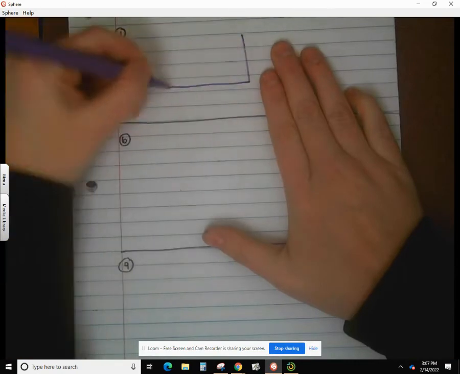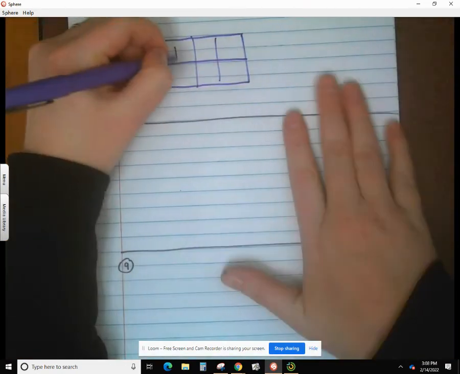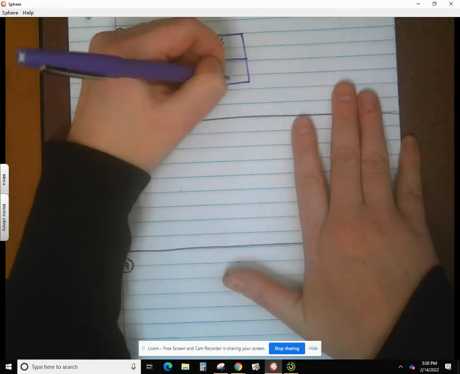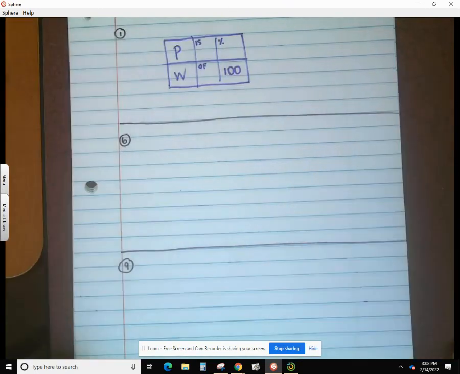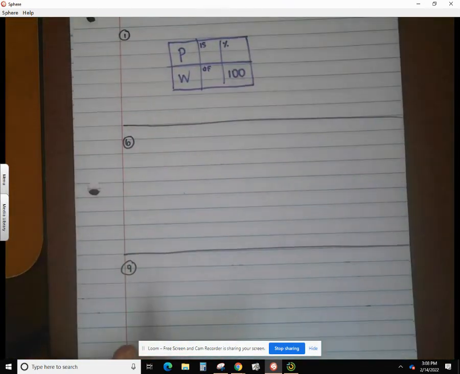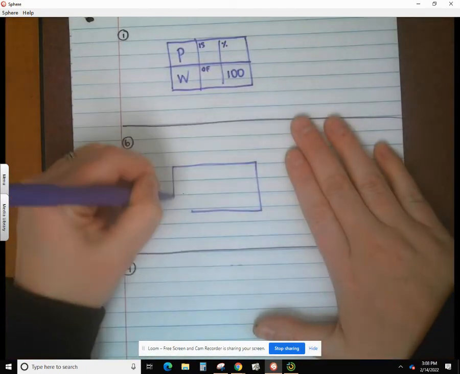Okay, the first one is a missing part problem. You can look at it on yours if you want to, but it says 20% of 10 is blank. Okay, so draw your percent box. Part over whole, is over of, percent over 100. You should have one of those for every problem on today's assignment, other than the 3 that I'm doing with you right now, because you already have that. So let's just go ahead and do that for these next ones too.